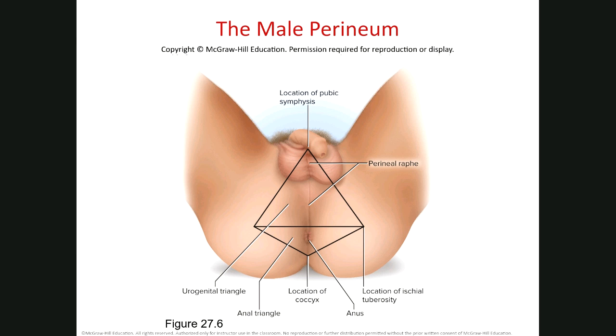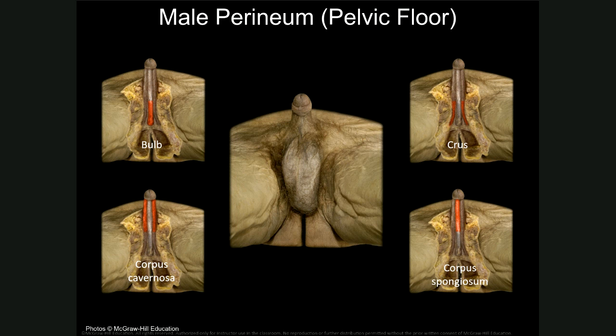In the area of the perineum, you will have this perineal raphe. You call this the urogenital triangle, and you call this the anal triangle. In the human remains, that would be this area here.